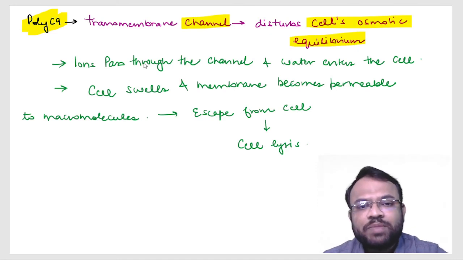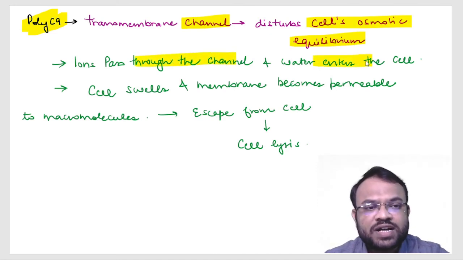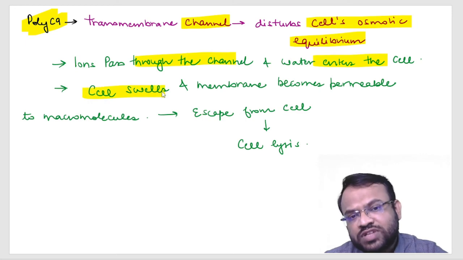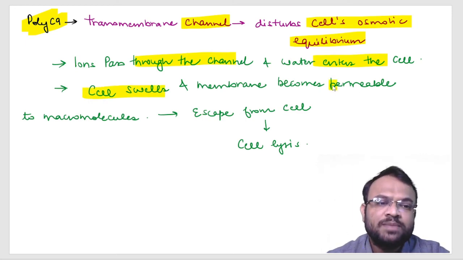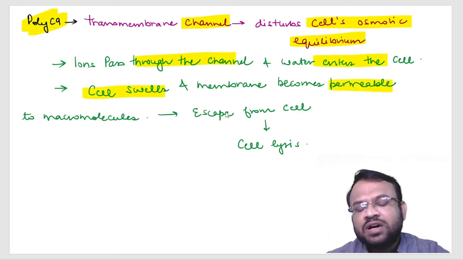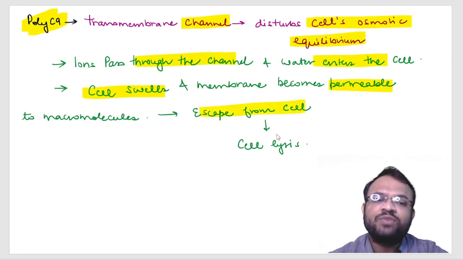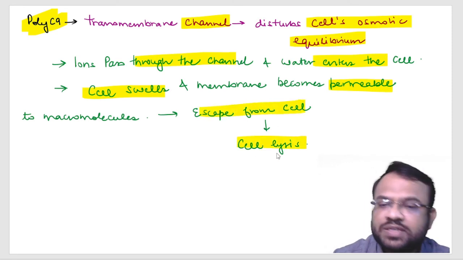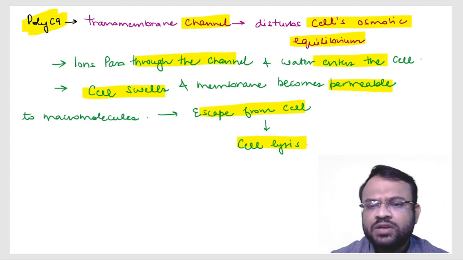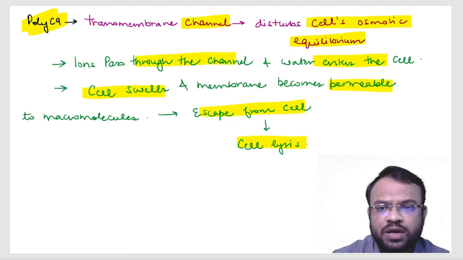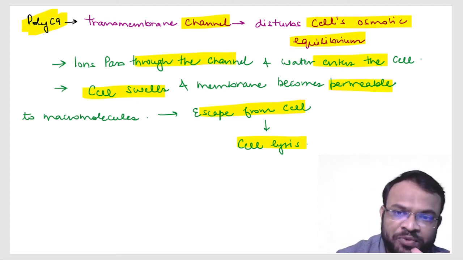Now ions will pass through the channel and water starts entering into the cell. Because of this the cell swells, the membrane becomes permeable, and the ions etc. will escape from the cell, and this will lead to cell lysis. So this was all about the terminal pathway, right?